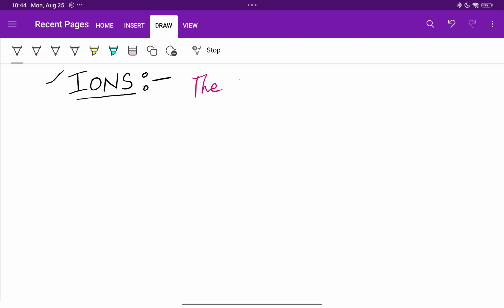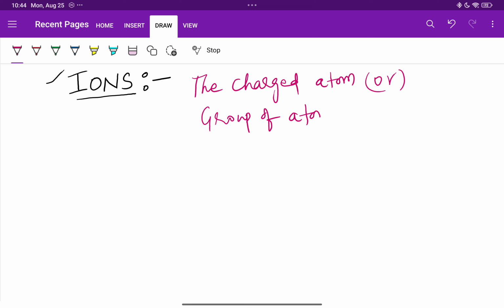The charged atom or group of atoms are called ions. So here charge means either positive or negative, but you need to tell what is the meaning of ion. The charged atom or group of atoms are called ions.